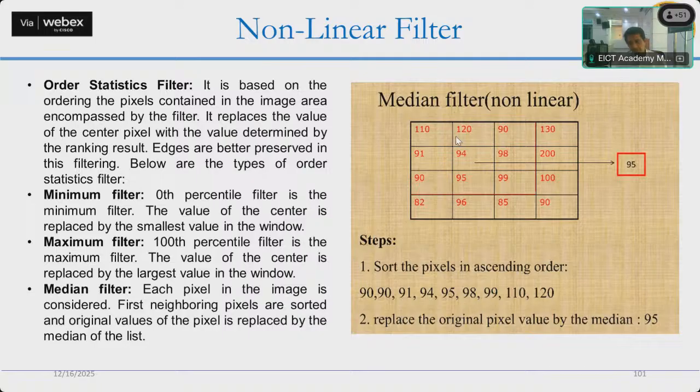When we need to find the median, as the name suggests, first you need to arrange all the pixels in ascending order. Then we replace the original pixel value by the median. What is the median? Median is the middle element. With 1, 2, 3, 4, 5, this is the fifth one. Otherwise, if there is an even number of values, we can take the average of the two middle ones.